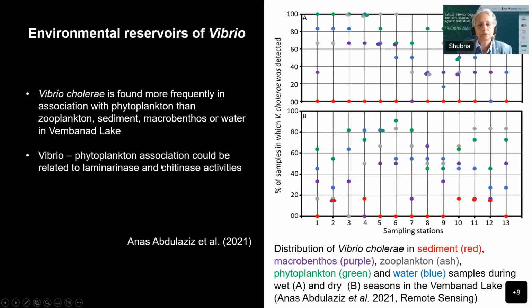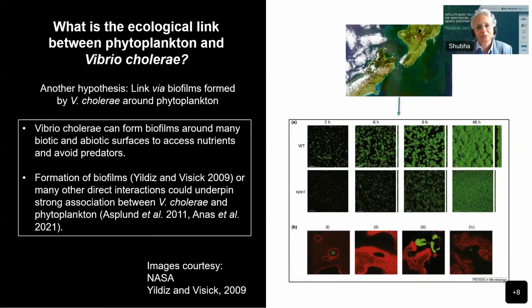So in this paper, they suggest that the Vibrio-phytoplankton association could be related to laminarinase and chitinase activities. So this could support another hypothesis, which is that the ecological link between phytoplankton and Vibrio could be direct, and they could be through biofilms.